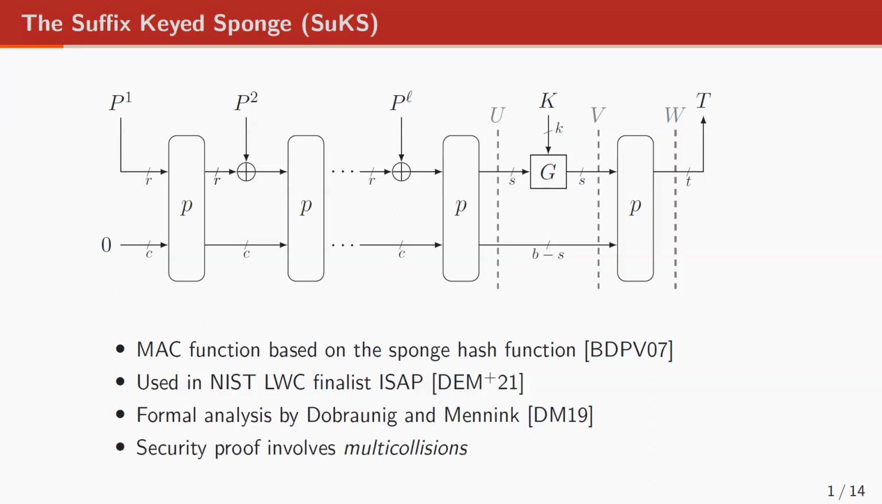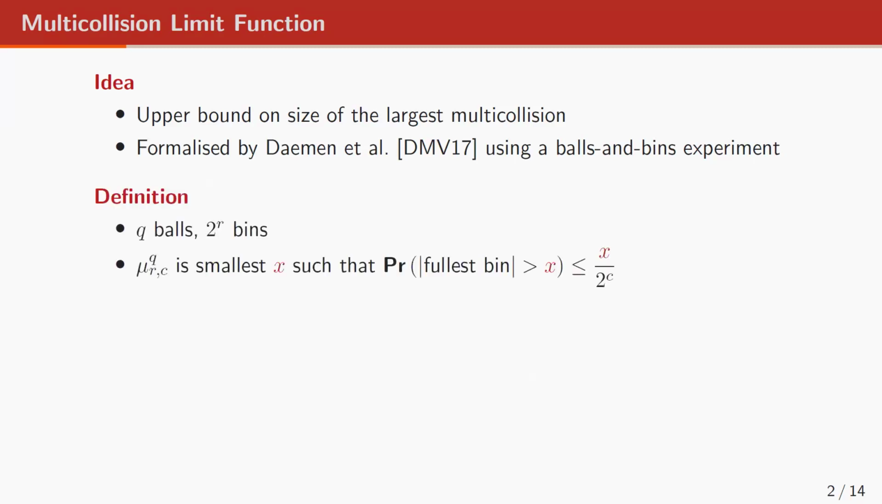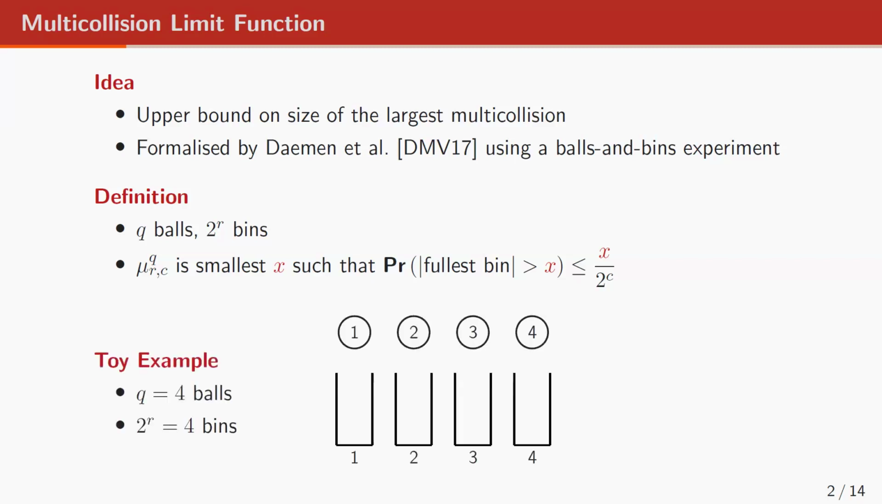To give an upper bound on the size of the largest multi-collision an adversary can find, they used something called the multi-collision limit function, which was formalized by Daemen et al. using a balls and bins experiment. The definition is as follows. There are q balls which are thrown into 2 to the power r bins according to a uniform distribution with replacement. Then the multi-collision limit function, denoted mu of q, r, and c, is the smallest number x such that the probability that the fullest bin contains more than x balls is at most x over 2 to the power c.